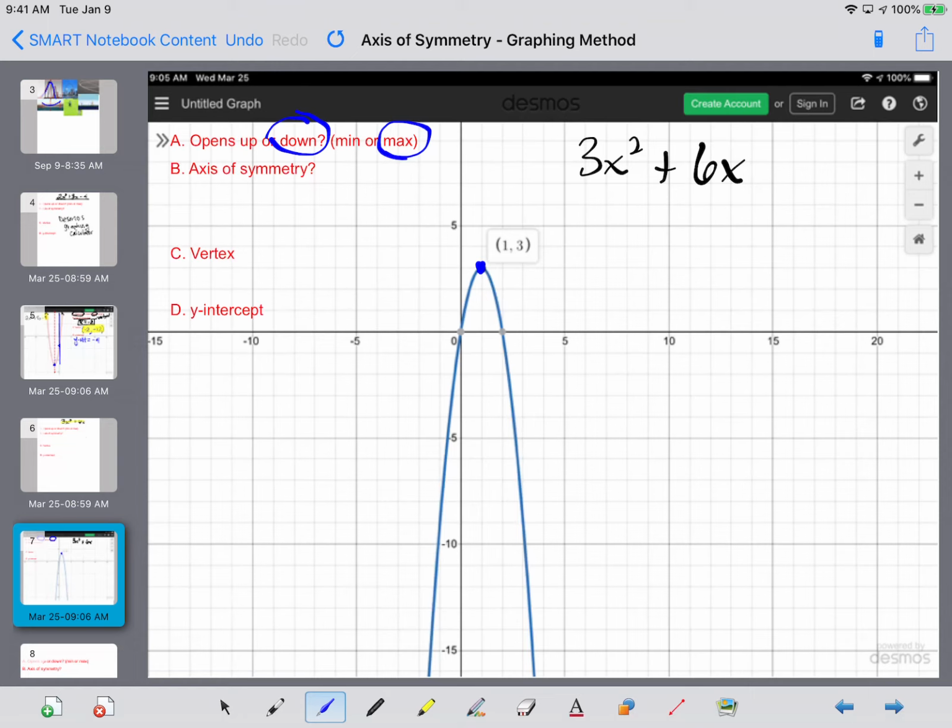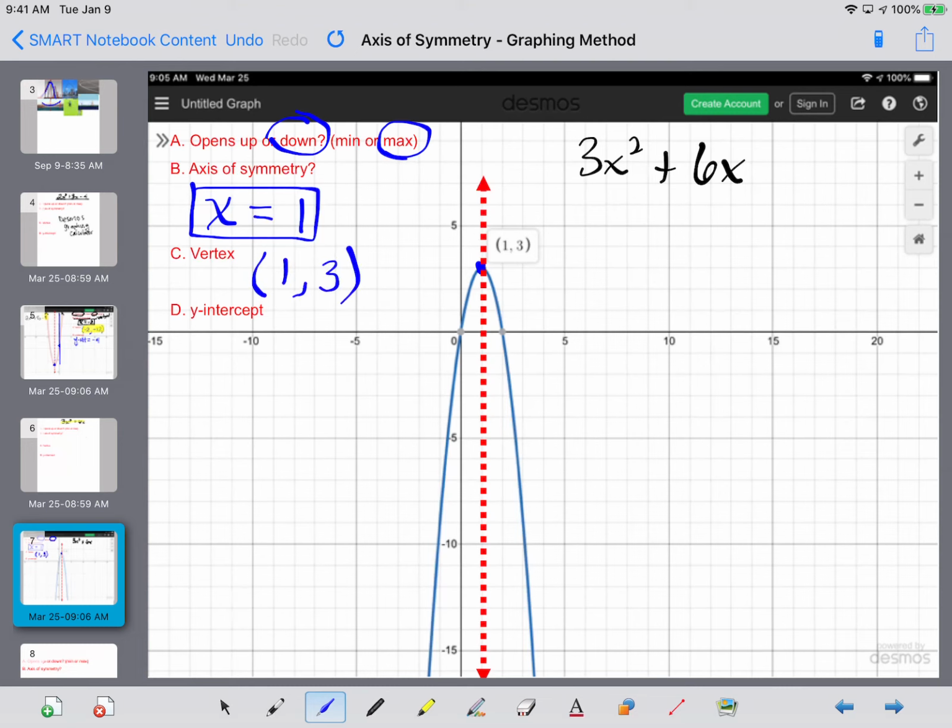Now the axis of symmetry is going to go right through the vertex, cutting the parabola in half. And the x value that it cuts in half, the x value of the vertex is 1. So the equation of the vertical line of the axis of symmetry is x equals 1. The vertex is highlighted for us. It's at 1, 3.